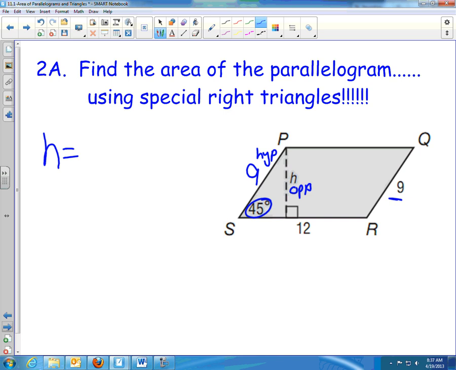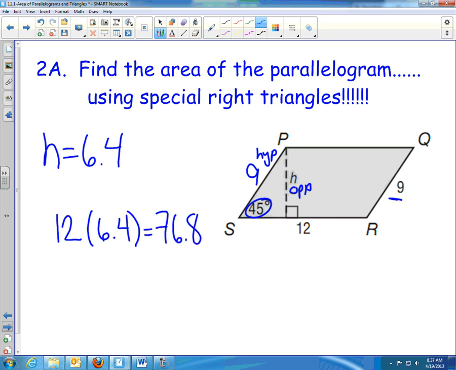If you don't have it yet, pause the video. All right, 6.4 we find for our height. So now we're just going to take base times height. So our base times our height, and we get 76.8. There isn't a label here, so we don't need to put one.